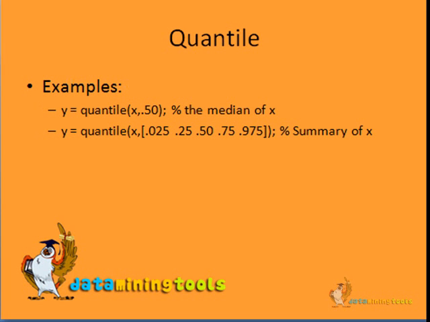Okay, so here are two examples. As we read, a 2 quantile is called the median, so y equals quantile(x, 0.5). This would give us the median of x, and this quantile is called the median quantile. And y equals quantile(x, [0.025, 0.25, 0.5, 0.75, 0.975]). This is a summary of x. So here are two examples about quantiles.